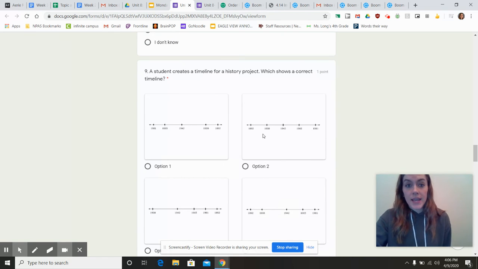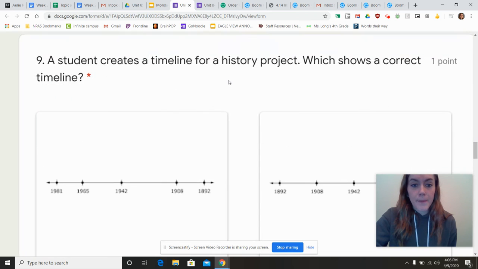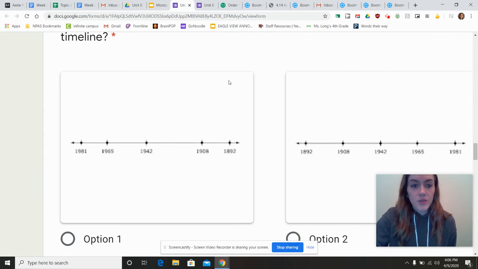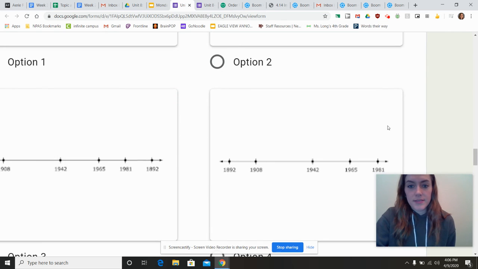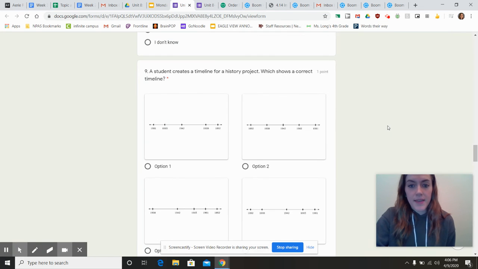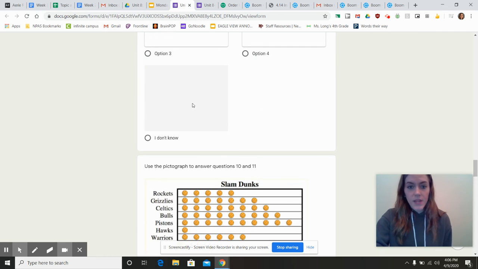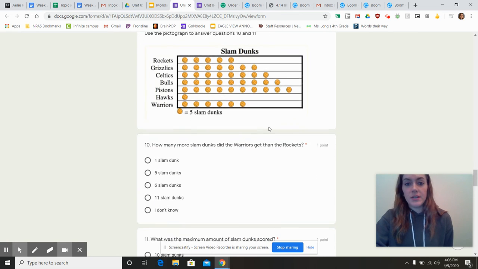Question 9, again, you're looking at these timelines. So a student creates a timeline for a history project, which shows a correct timeline. So again, these are super tiny. So do that motion, make them a lot bigger, so you can really look and see what timelines would make sense. Okay, and then pick that appropriate answer. And again, I don't know is an option.